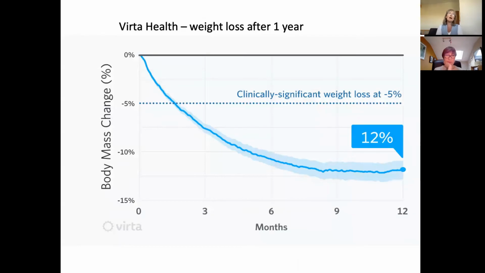Well, first of all, these are just the results from the first year, but the second years are pretty similar. What they found was that those people who were on this very low carbohydrate diet lost a substantial amount of weight, on average 12% by the end of the 1 year, in terms of body mass change. So that's a substantial reduction in weight.